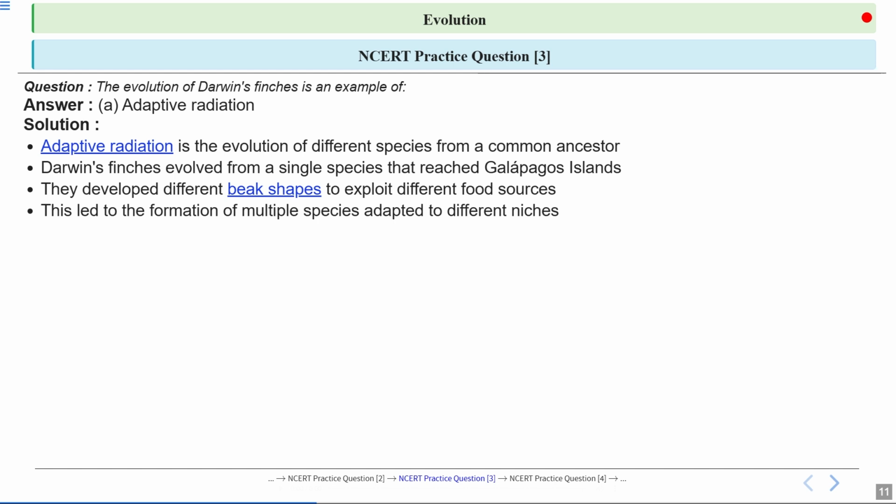Each species has its own ecological role. Each species has adapted to a different niche. So this leads to biodiversity because it is leading to evolution of a new species. Here you can see in this image the different beak sizes and shapes in Darwin finches.